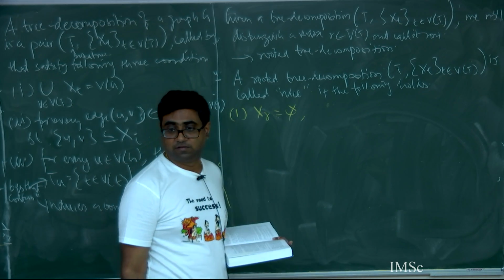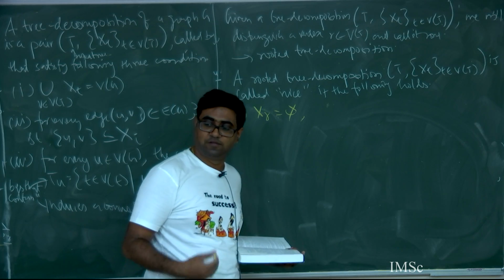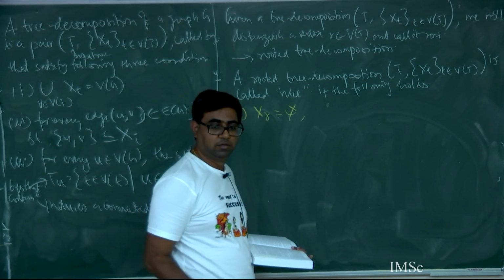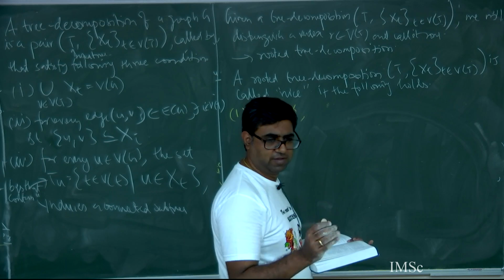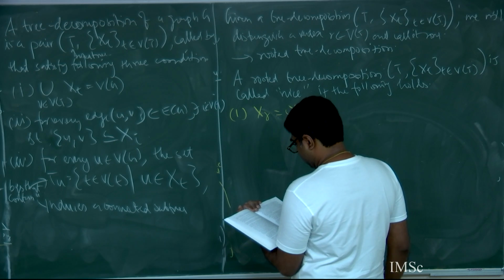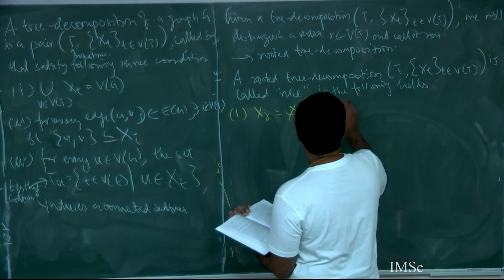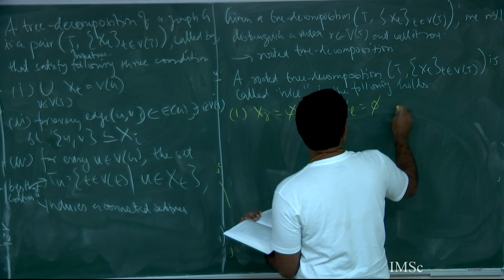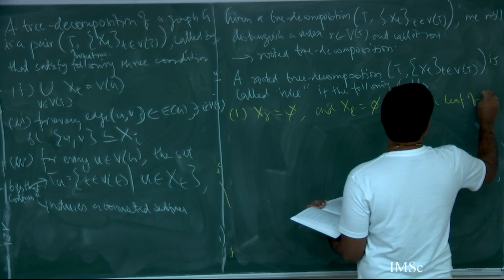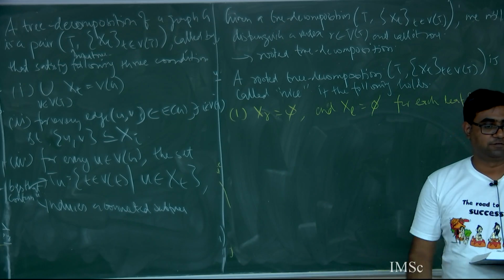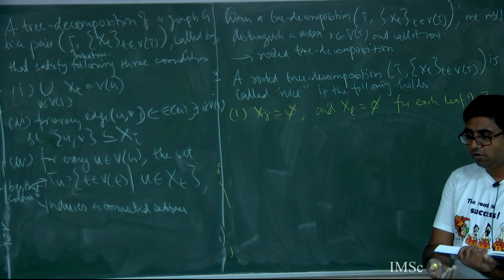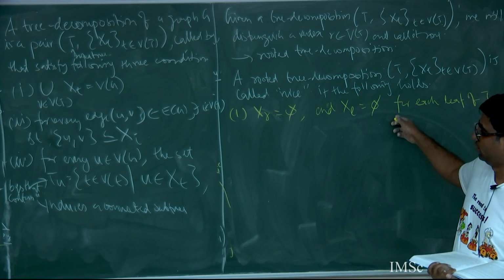The root has been assigned the empty set because it is exactly the same as the last bag of the path decomposition being assigned the empty set, and the procedure to get all these things will be exactly the same. And X_L is equal to the empty set for each leaf of the tree. This is like the first vertex of my path decomposition. Now I do not have one first vertex, all the leaves are like a first vertex, so I assign them the empty set.